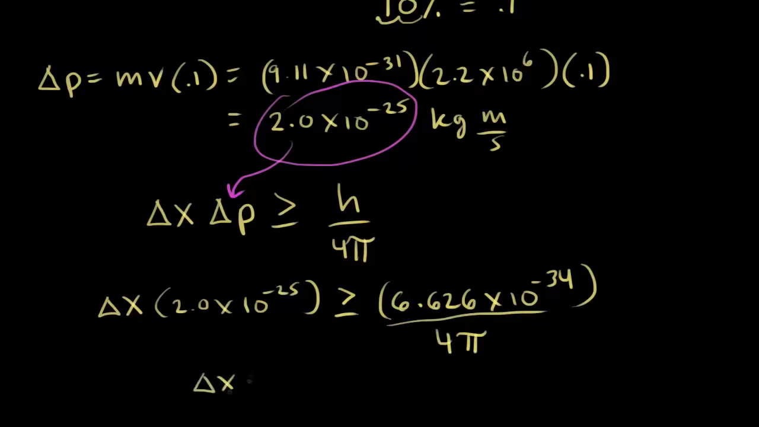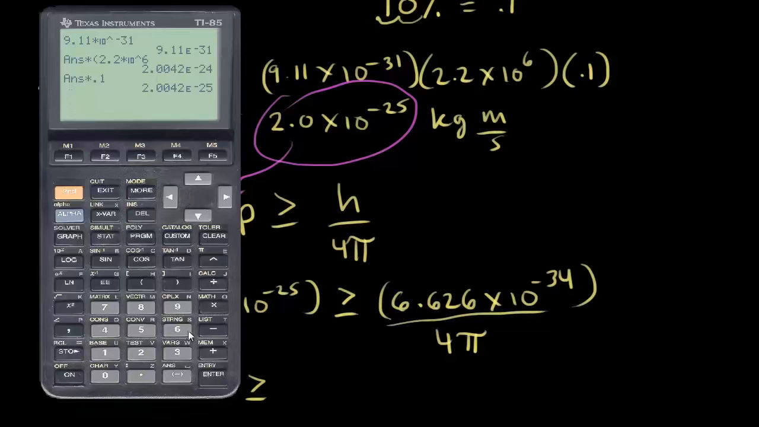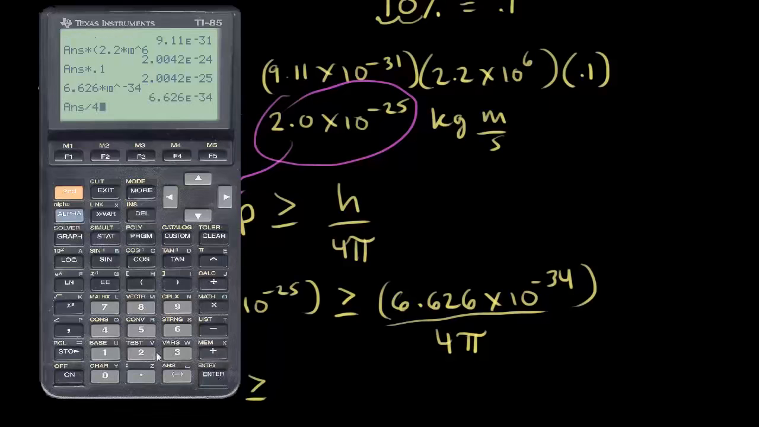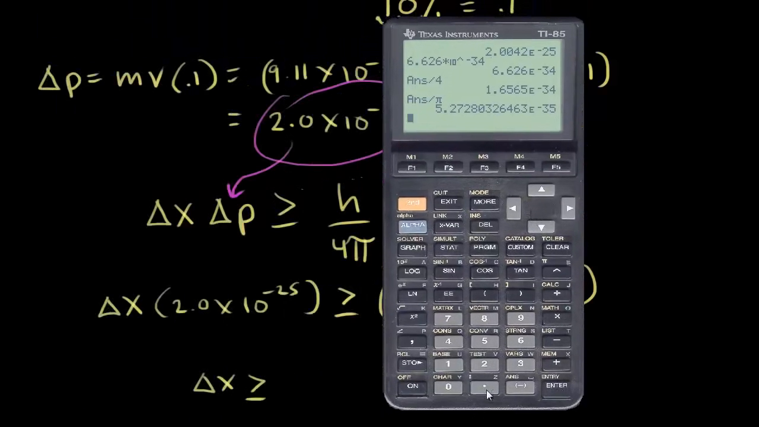So delta x must be greater than or equal to, let's go ahead and do that math. So we have Planck's constant, 6.626 times 10 to the negative 34. We need to divide that by 4, and also by pi. And then we need to divide by the uncertainty in the momentum, that's 2.0 times 10 to the negative 25. And that gives us 2.6 times 10 to the negative 10.